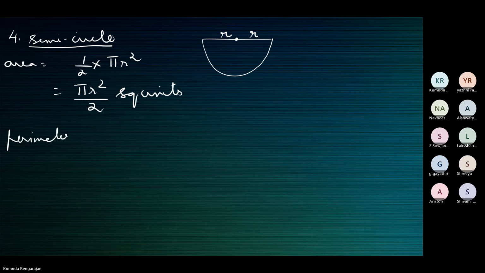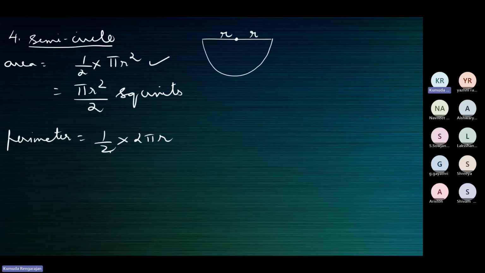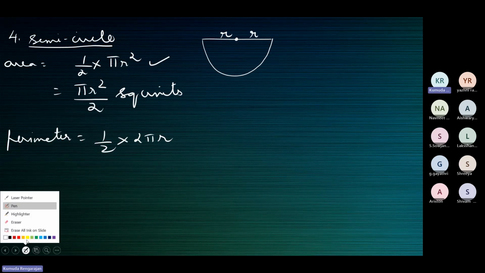Perimeter of the semicircular region, or I'll just say perimeter, given the heading semicircle. Here we have to be careful. Perimeter, you cannot simply say it's half of 2 pi r. Because the perimeter of a circle is 2 pi r, going with this formula we feel it is half of 2 pi r. But it's not like that, I'll tell you.